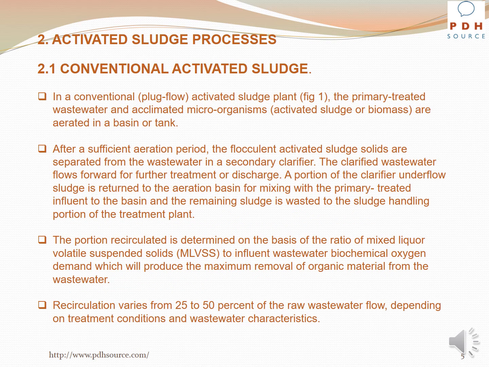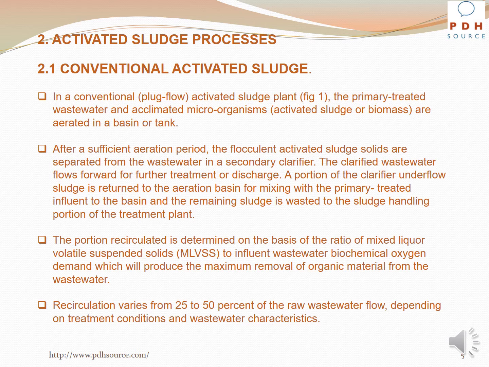In a conventional plug flow activated sludge plant, Figure 1, the primary treated wastewater and acclimated microorganisms, activated sludge or biomass, are aerated in a basin or tank. After a sufficient aeration period, the flocculant activated sludge solids are separated from the wastewater in a secondary clarifier. The clarified wastewater flows forward for further treatment or discharge.